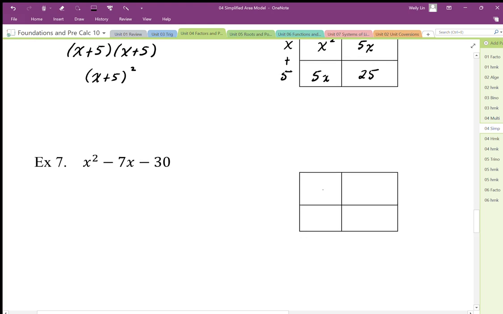So we have x squared, -30, and we're looking for two numbers that multiply to -30 and add to -7. Well, that's going to be 10 times 3. So we get -10, so that gives us -10x in here. We have plus 3 to give us positive 3x here, and then that gives us our -30, and so we have our factored form, x minus 10, x plus 3.